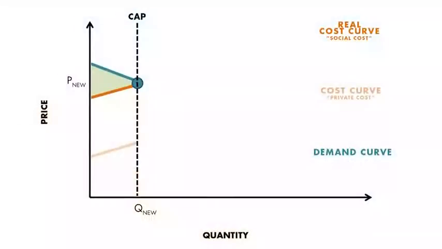Firstly, we can use a cap. This might be an example of a command and control legislation. We mandate that only so much quantity is produced. And so here we'll have a limited quantity produced because of the cap, and that means that each item produced will have a higher price.